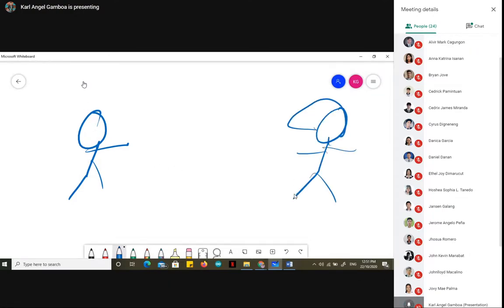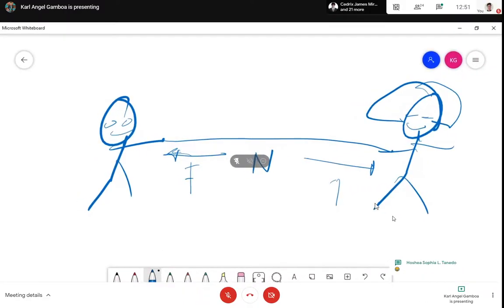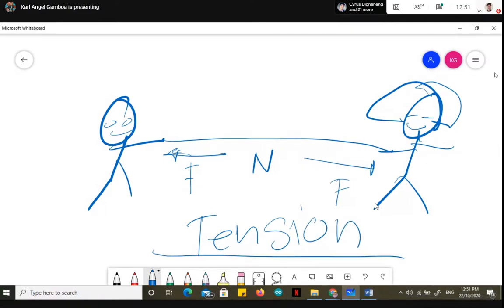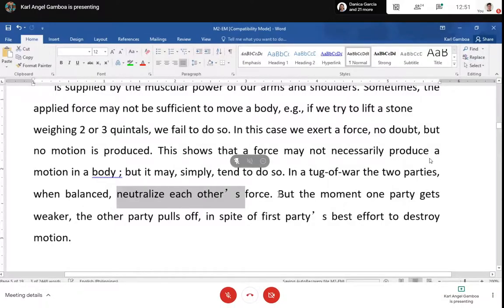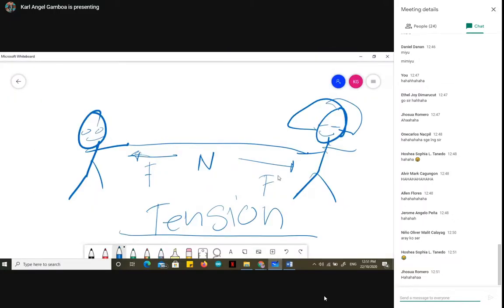Okay, para fair, this is boys versus girls. For example, ayan. So, you're now playing tug of war. Ito ay magiging neutral kapag yung force applied is equal on all sides. So, ang tawag sa force line is what? Tensional force. Though we will discuss this further. So, this is neutral kapag same yung forces applied. But the moment one party gets weaker, the other party pulls off in spite of the first party's best effort to destroy the motion. So you're now going to destroy the motion kapag humina isa.